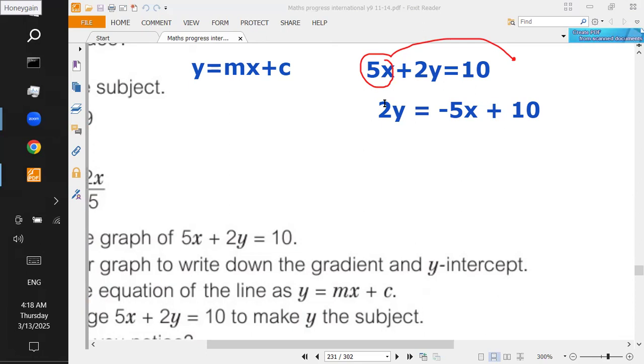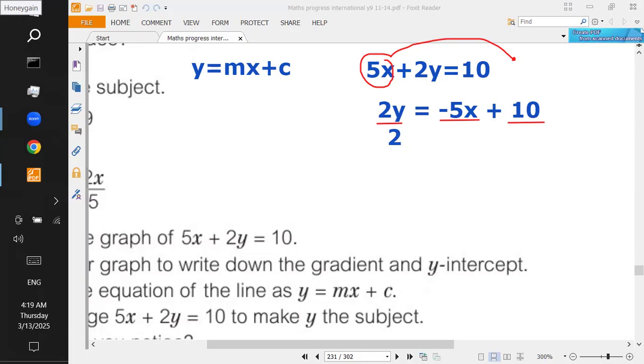Now, I need to make y have a coefficient of 1. It means the number next to the y must be removed. Now, how do I remove this? Very good, by dividing by the same number. So I'm going to divide by 2 here. And because I did this to this element, I'm going to do it to all the elements of the equation. It means I have to divide by 2 here, and I have to divide by 2 here.